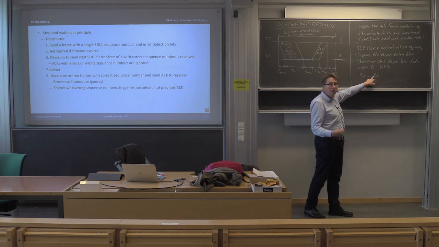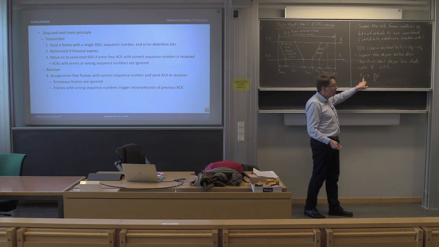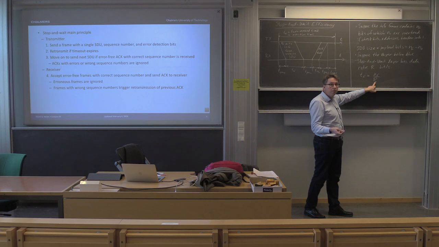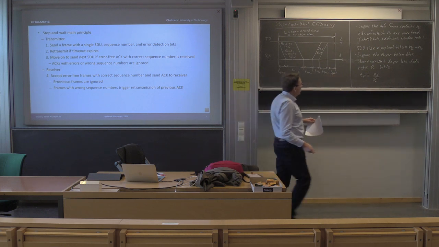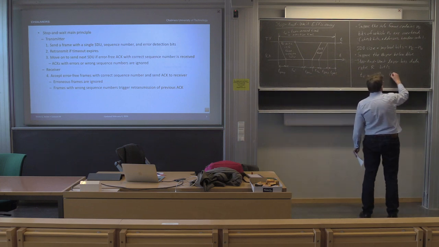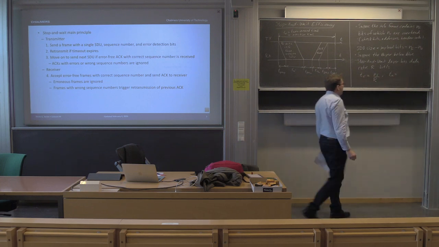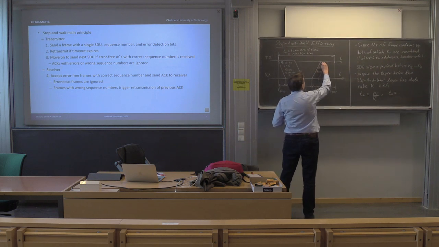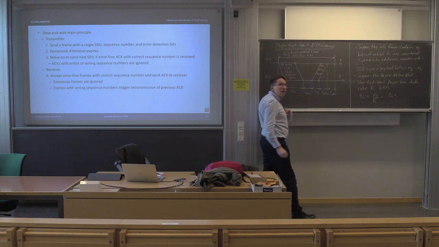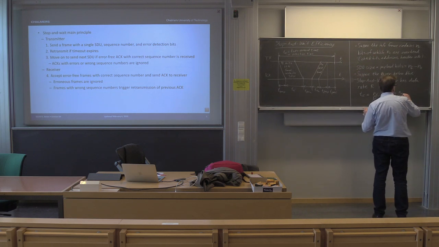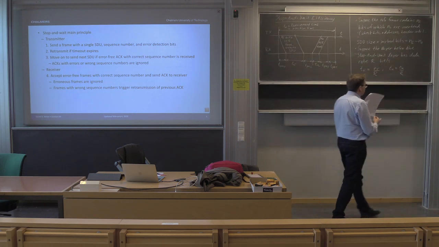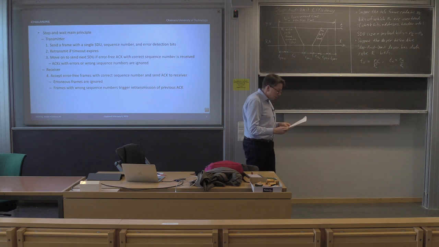So of course, the more bits we have, the longer it takes to transmit them. The higher the data rate is, the quicker it goes to transmit these. Okay. And likewise, the time it takes to transmit the acknowledgement, which has NA bits in it, is NA divided by R. Okay.